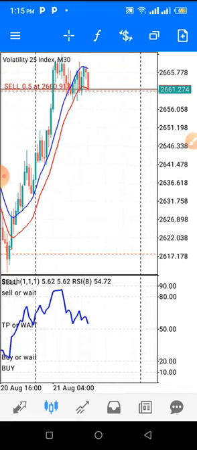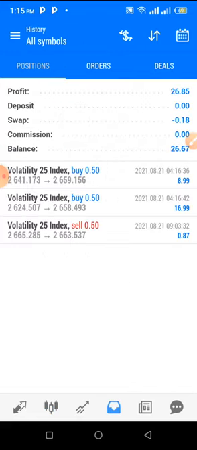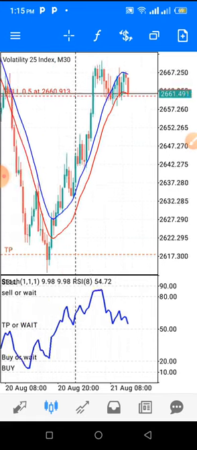And by the time I woke up this morning, the trades that I placed gave me this profit that you're seeing. You see volatility 25. They gave me this profit that you're seeing here. So that's it.